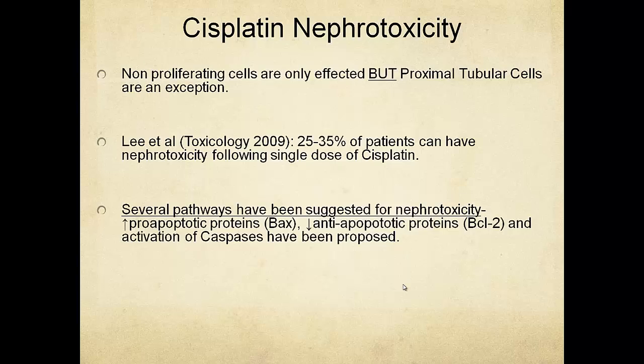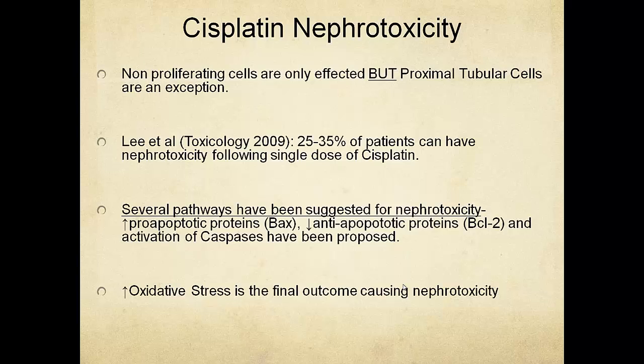There have been several pathways suggested for nephrotoxicity. It causes increased pro-apoptotic proteins called BAX. It decreases the anti-apoptotic protein called BCL2, and activation of caspases have all been proposed. Overall, there is an increased oxidative stress, which is the final outcome causing nephrotoxicity in these patients.